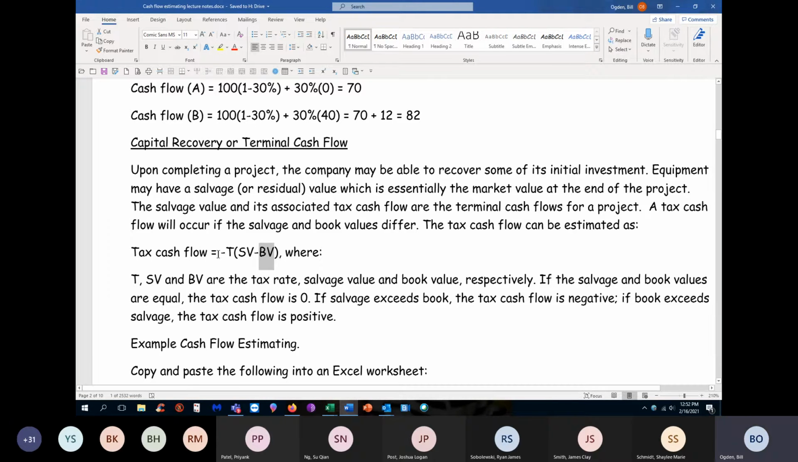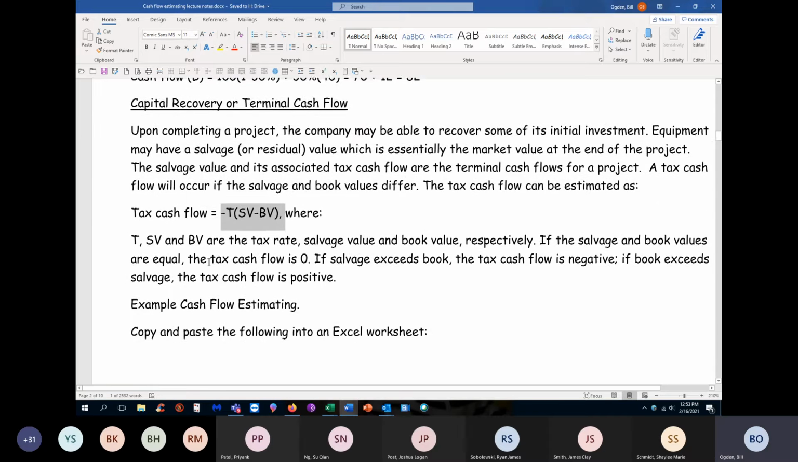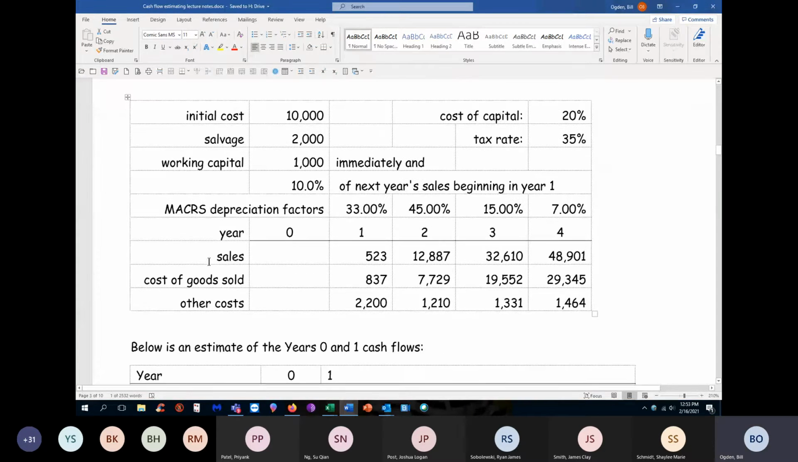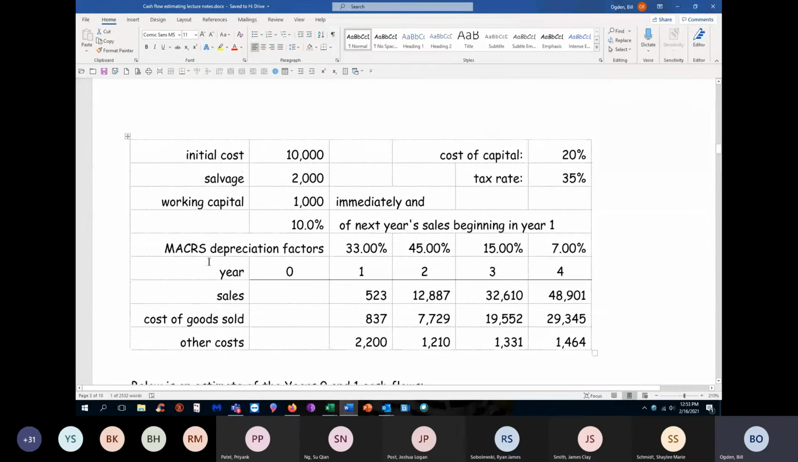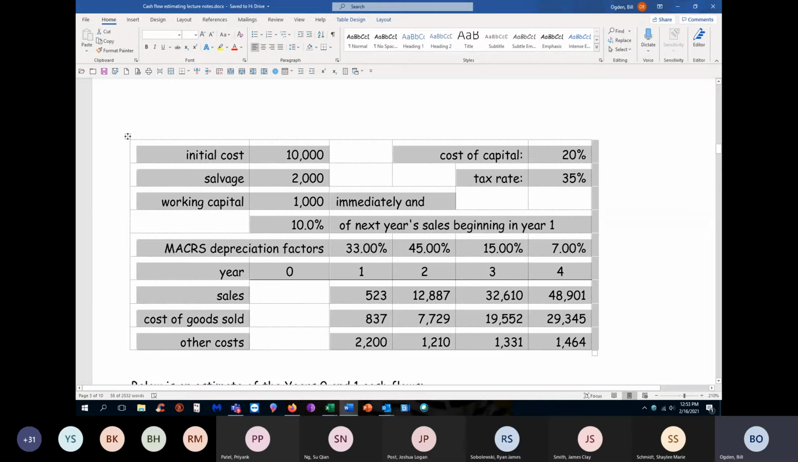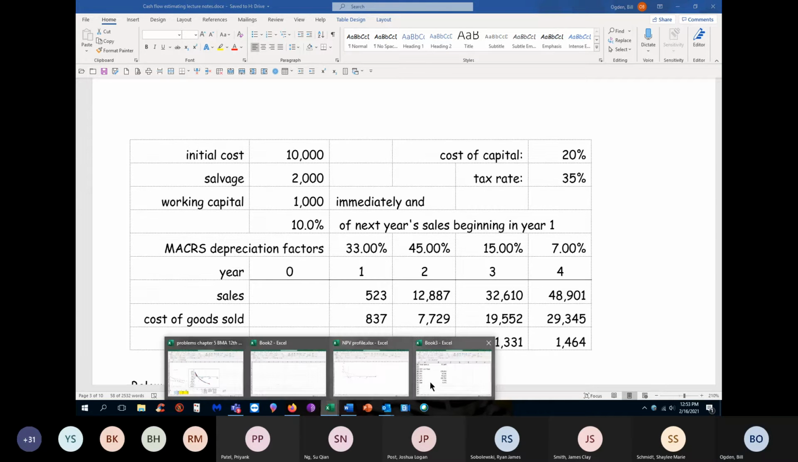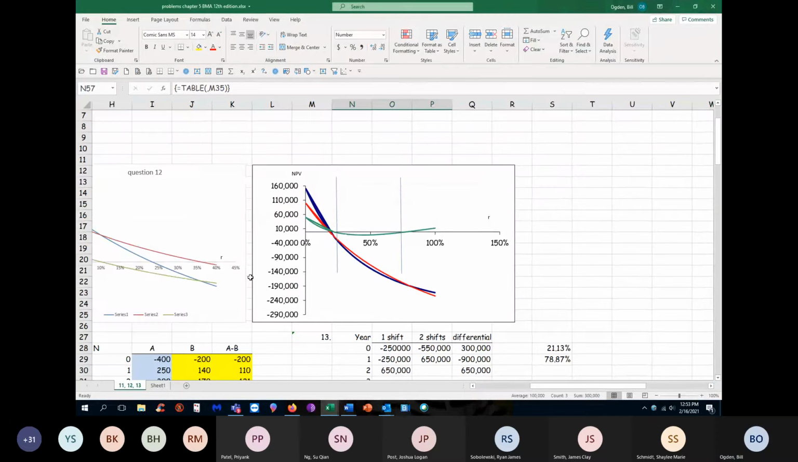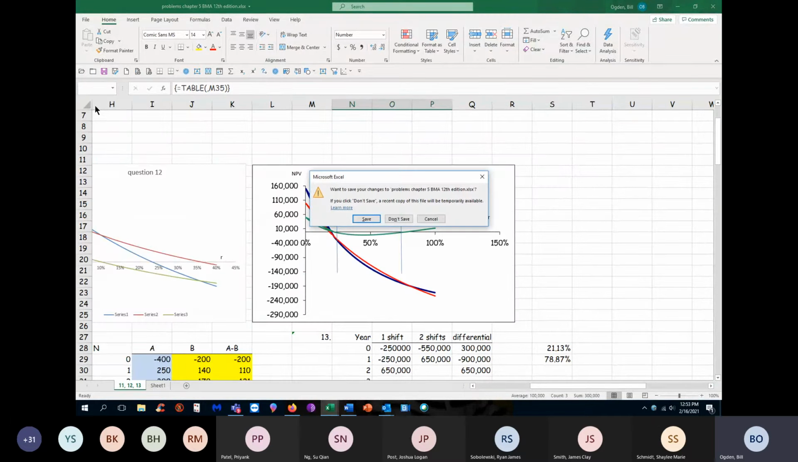Okay, so if you just follow this equation, stick with it, and you'll be all right on this. All right, let's do a quick example of this. Why don't we copy this example sheet here into an Excel file. Let me get a new one ready first.